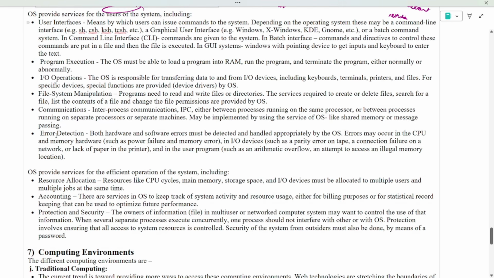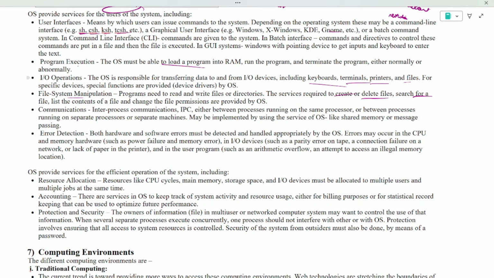Next is user interfaces. That means it will have Windows, KDE, and the command line interface, meaning SH, CSH, TCSH and all. Program execution means loading a program. Input output operations are for keyboards, terminals, printers and files, that is input, and output will be provided by the drivers. And file system manipulation means the changes that will be made: delete, create, search and list the contents and all.